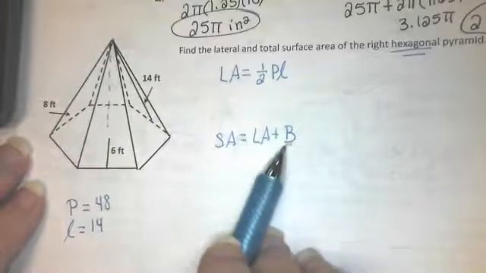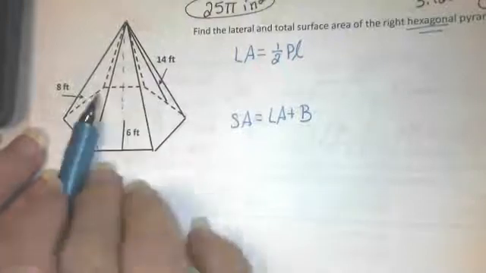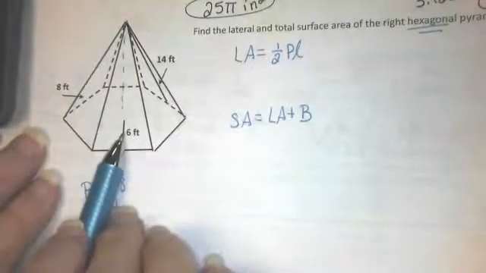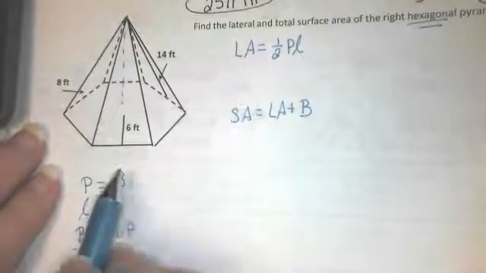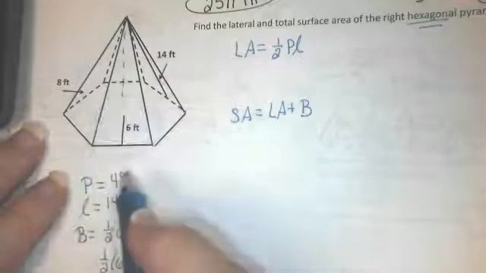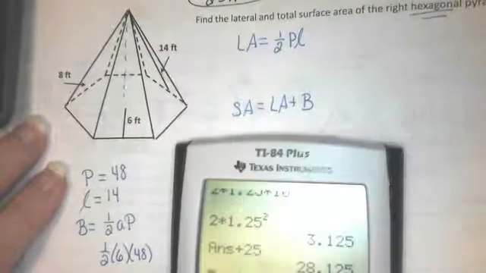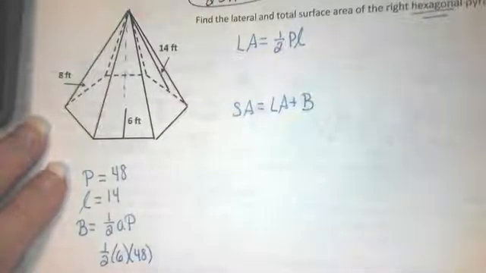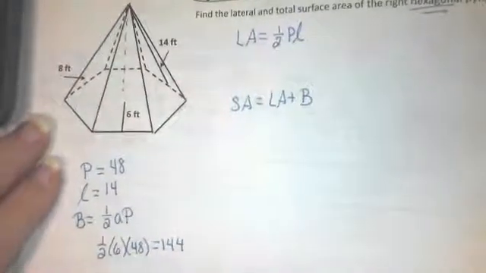So the only other thing I need to find is the area of my base. Well, the base is a regular hexagon. So remember that formula was 1/2 apothem times perimeter. So the apothem they gave us was 6. The perimeter we just found was 48. So I do know the area of my base is 144. Now I can just plug numbers into the formulas and get my answers.